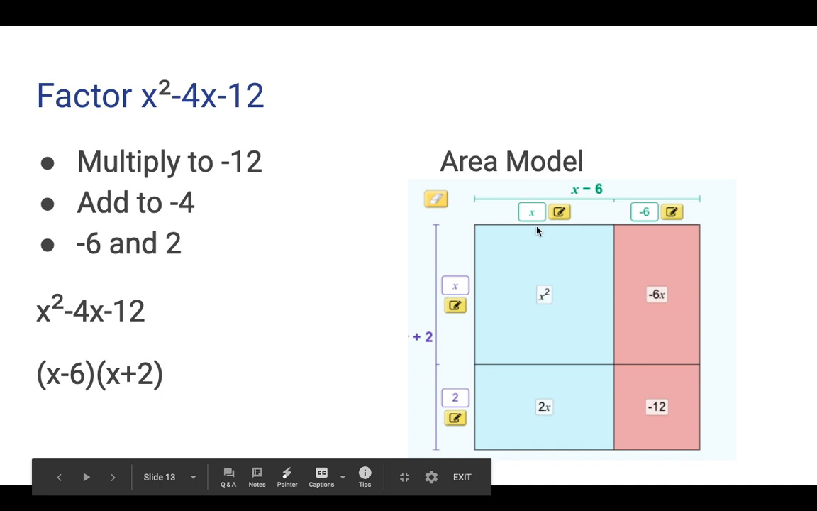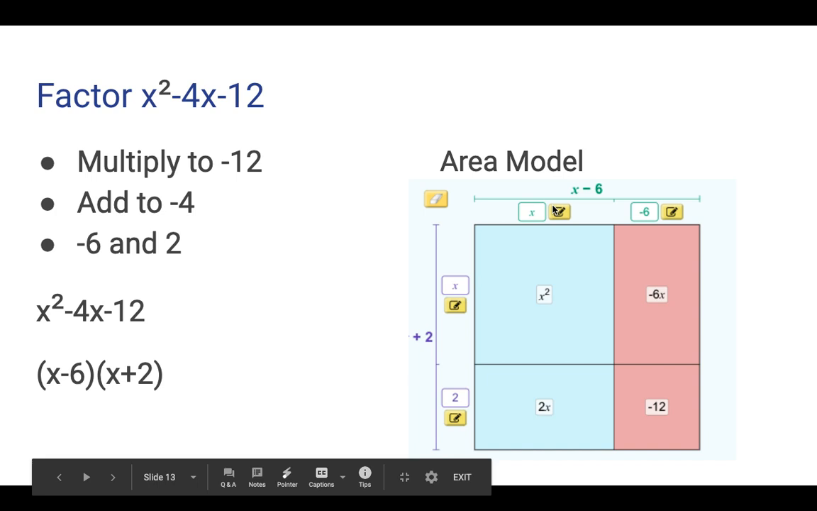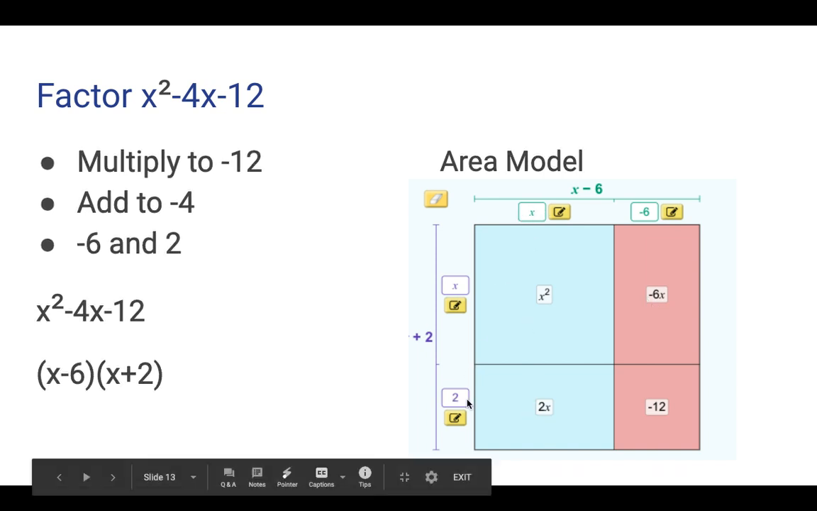So here it is in the area model. X minus 6 times x plus 2. X times x is x squared. X times negative 6 is negative 6x. 2 times x is 2x. And 2 times negative 6 is negative 12. So these two middle terms combine, and that's why it's x squared minus 4x minus 12.